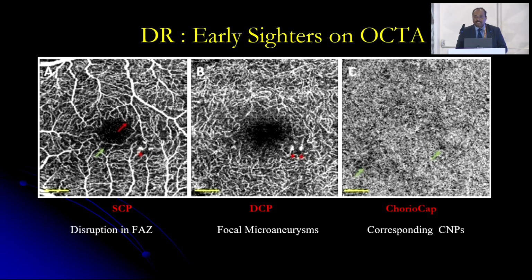Like I mentioned earlier, in preclinical diabetic retinopathy, OCTA is the only one which can really give you early signs, be it the disruption in the FAZ at the superficial capillary plexus, as you can see, or focal microaneurysms that you can pick up in the DCP, which can correspond to focal capillary non-perfusions in the choriocapillaris. So if you have a diabetic patient who's coming in and you get an OCTA and you pick this up, you can tell the patient that you're probably hurtling more towards a manifest diabetic retinopathy if these changes are there.